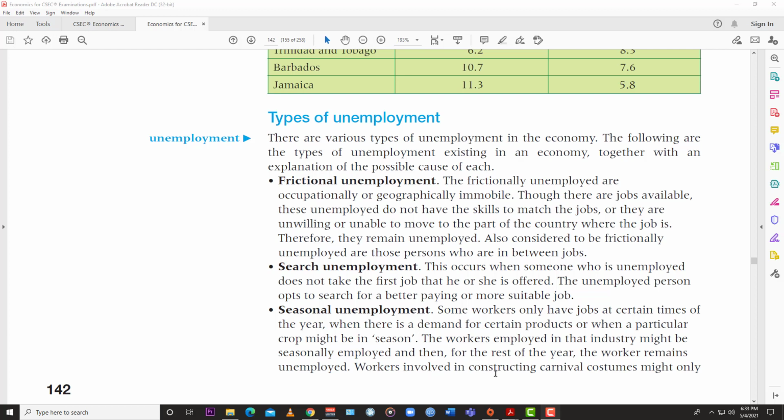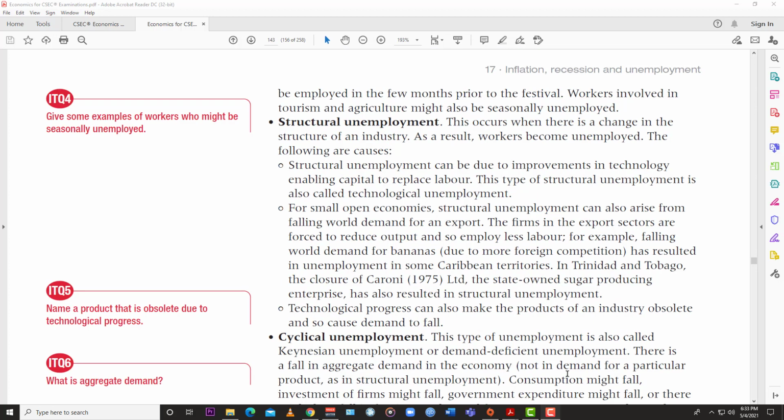Workers involved in constructing carnival costumes might only be employed in the few months prior to carnival. Workers involved in tourism and agriculture might only be seasonally employed. Seasonal is a very easy one, self-explained, it's a seasonal thing. You are only employed for the particular season, after which you're unemployed until that season comes around again.